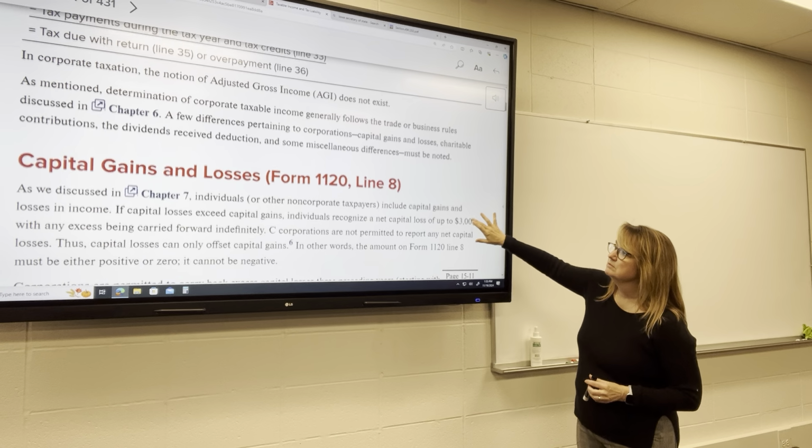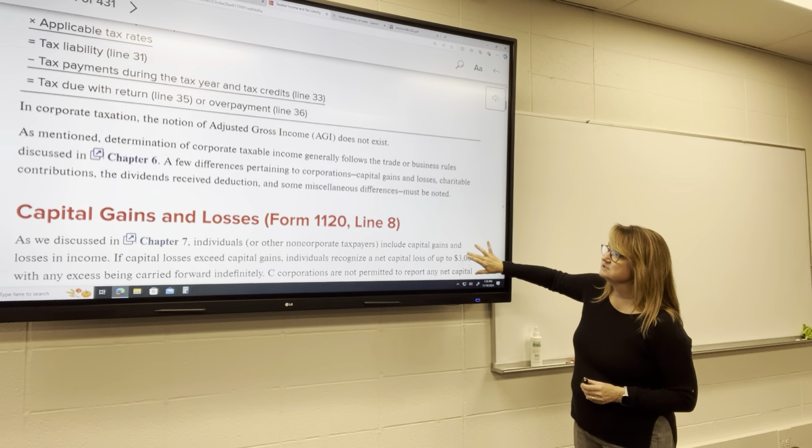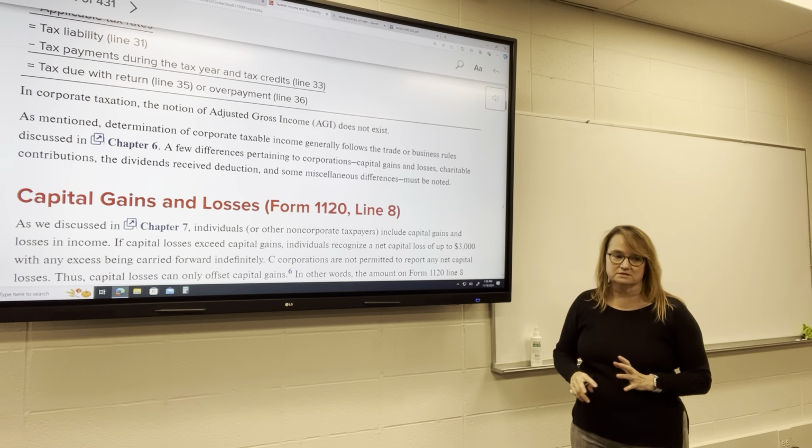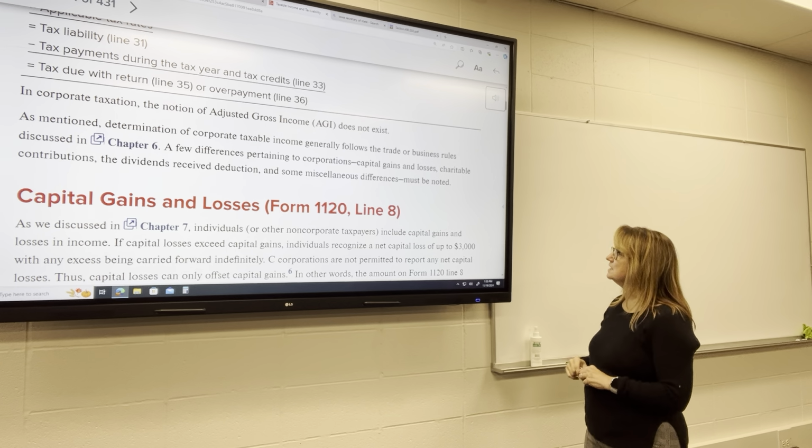So some of the differences, and this is what we're going to talk about here, some of the different concepts that are unique to corporations.